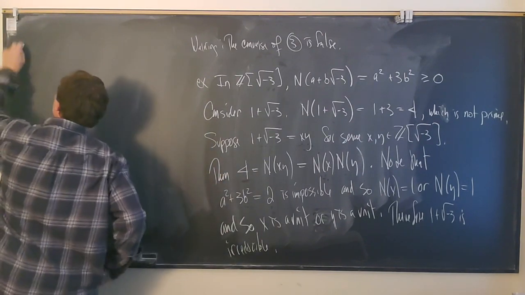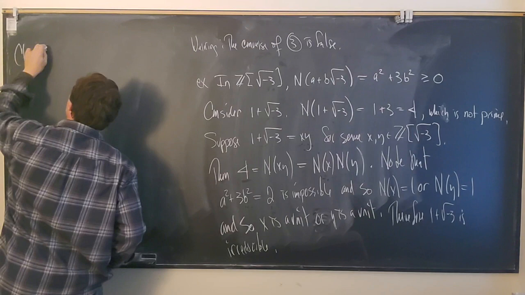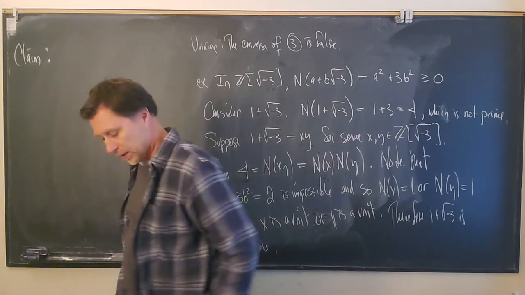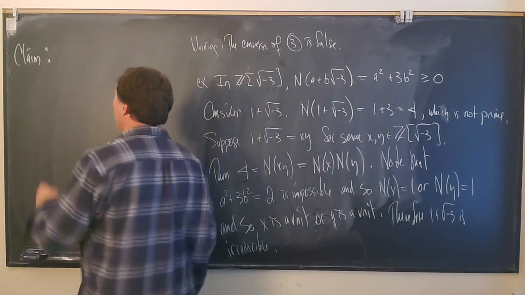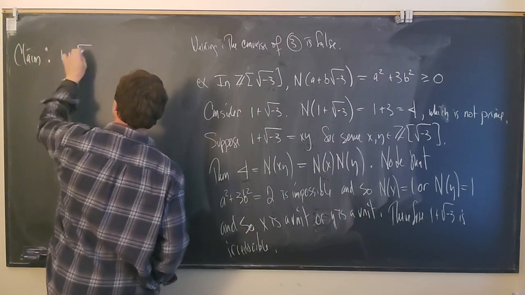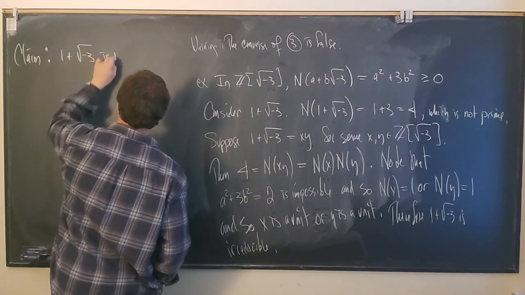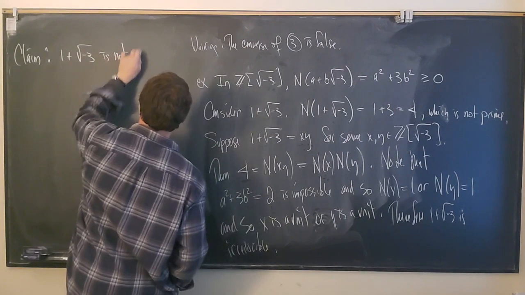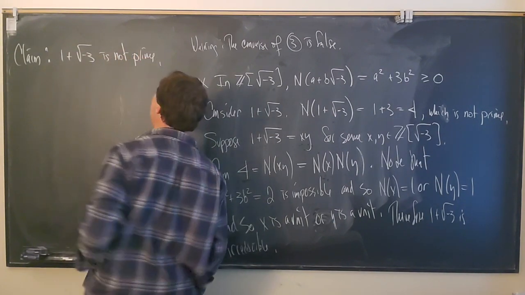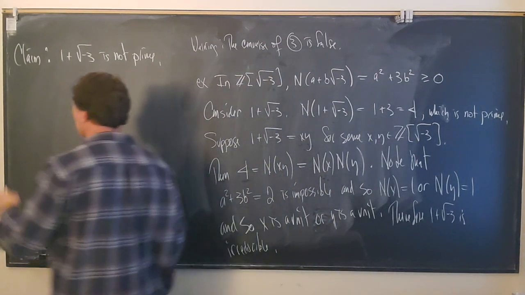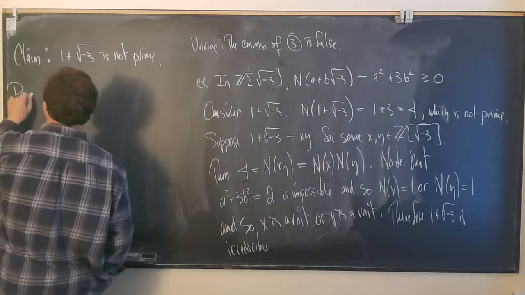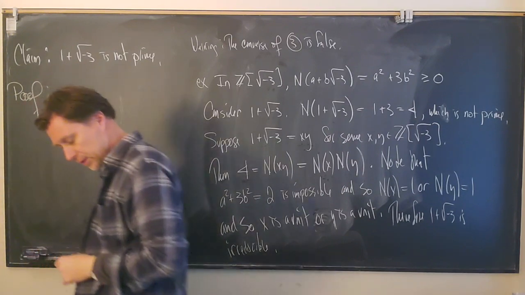Okay, so now I want to make a claim. So still working within this same example right here, I want to claim that 1 plus square root minus 3 is not prime. And the proof goes like this.